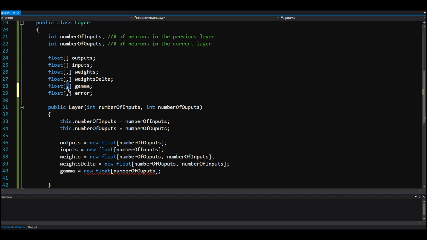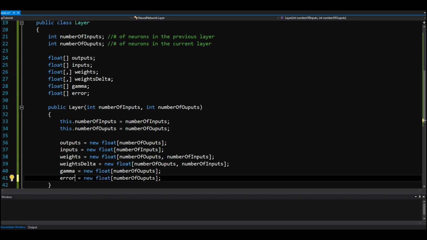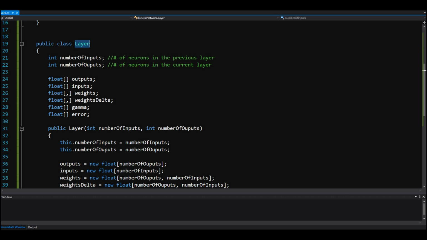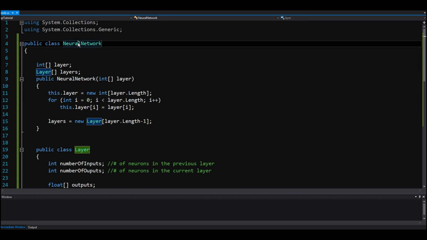Oh, my bad, I accidentally added this comma. Just remove the comma from the gamma and the error. And the error is the exact same as gamma, the number of errors in the current layer for the output layer only. So we can now actually create the object of layer in our neural network class.